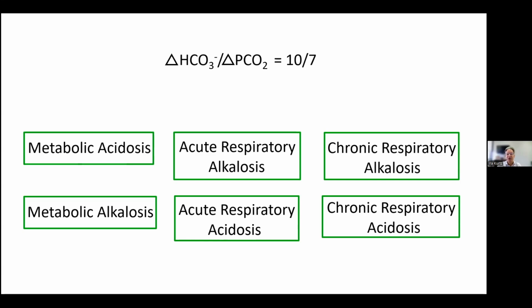You only see this in metabolic alkalosis. For every 10 increase in the bicarbonate, the PCO2 will go up by 7, and that's because we hypoventilate. It's also called the respiratory compensation in metabolic alkalosis. Very good.